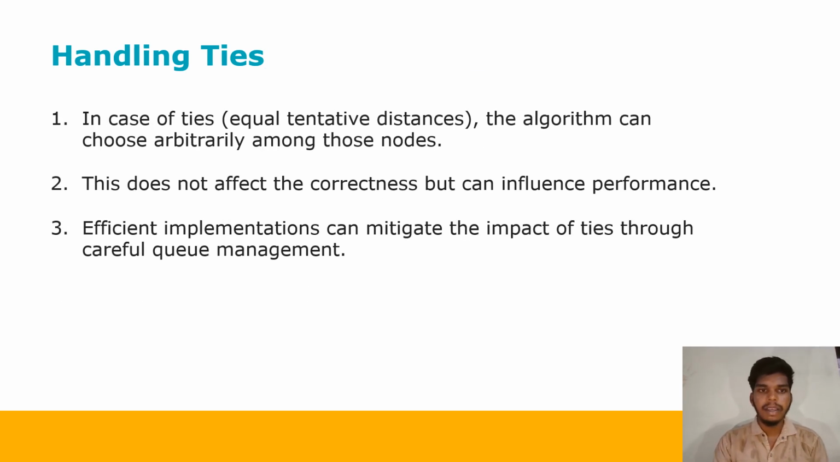Handling ties. In case of ties, the algorithm can choose arbitrarily among those nodes. This does not affect the correctness but can influence performance. Efficient implementations can mitigate the impact of ties through careful queue management.